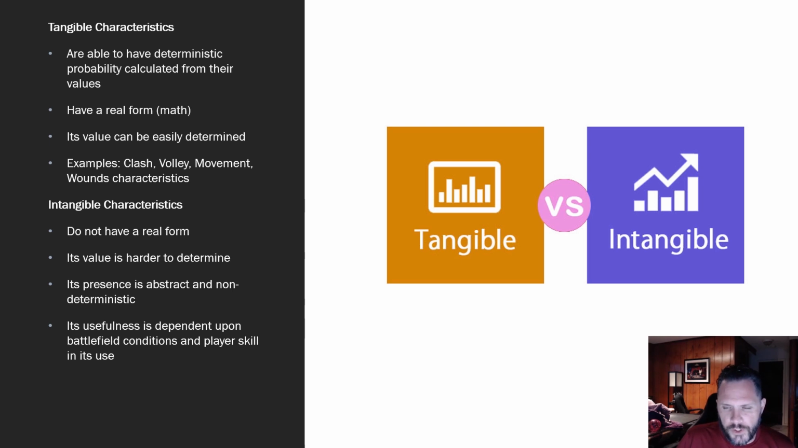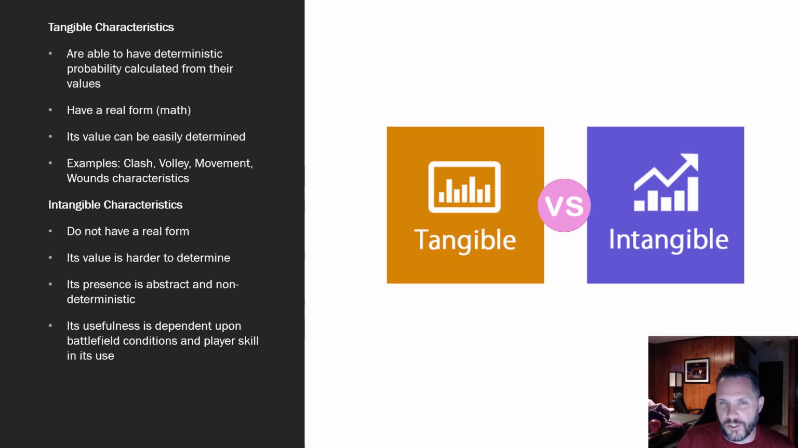Its usefulness is dependent upon battlefield conditions and player skill in its use. So I might have, and you hear this a lot, that model is not that good because this skill is useless. I can't get it to work right. And someone else will say, what are you talking about? That model's broken. It's overpowered because that skill is so broken, my opponent always beats me all the time with it. It's dependent on player skill and how it's used.